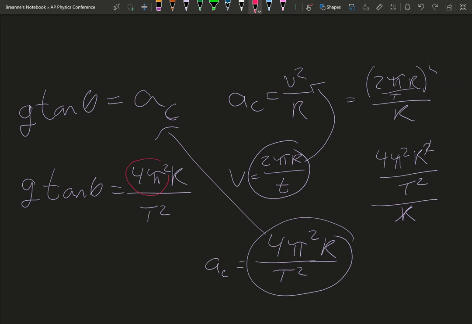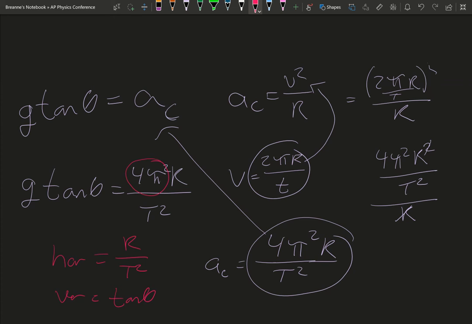The 4 pi squared you can actually ignore. Those are constants. They don't affect it. You have tangent over here, and you have your R over T squared over here. It really doesn't matter which you make what, but you could make your horizontal equal R over T squared, and your vertical equal tan theta. There you go. Because it's g, and they're already linear. One's on one side, one's on the other. It's already linear. You don't have to do anything fancy to it. So you just put one on one, one on the other. There you go.